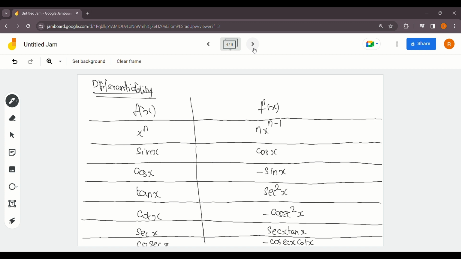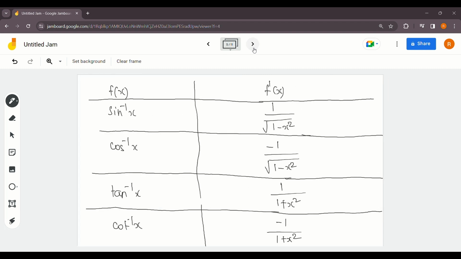So now coming back to the concept of differentiation, x power n differentiation is n x power n minus 1. Sin x differentiation is cos x. Cos x differentiation is minus sin x. Tan x, which can be written as sin x by cos x, its differentiation is secant square x. Cot x, which can be written as cos x by sin x, its differentiation is minus cosecant square x. Secant x, reciprocal of cos, 1 by cos, its differentiation is secant x tan x. Cosecant x differentiation is minus cosecant x cot x. Similarly, with this, trigonometric functions are over.